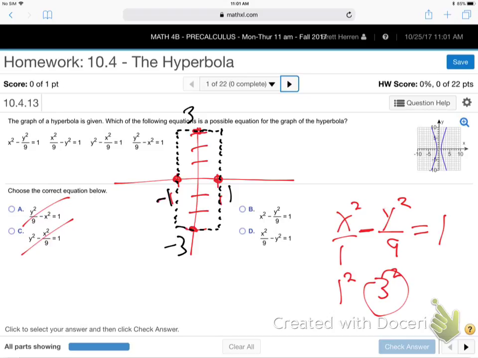Now remember, anything dotted on a graph isn't really there. It's just a guideline to help you draw what really is there. It's like scaffolding on a building, right? They put up scaffolding so they can build the building. When they're done, they tear it down. It's just there to help you get the building going. So this dotted box is just there to help me get the real branches in place correctly.